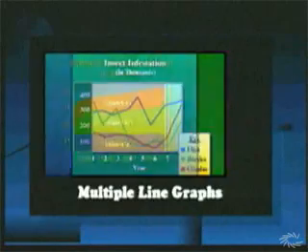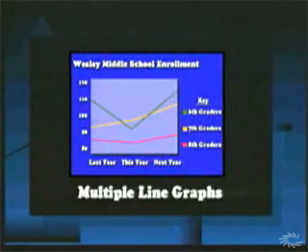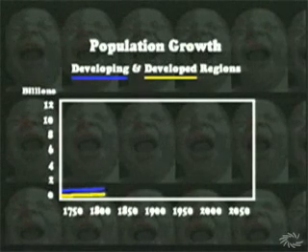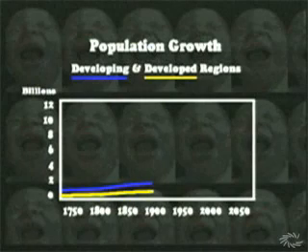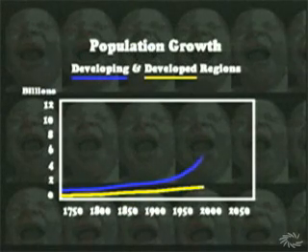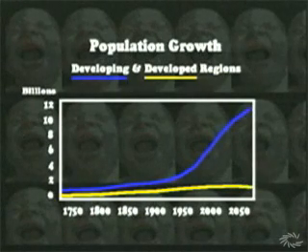Multiple line graphs, those with more than one line, are used to compare trends. This multiple line graph, for example, shows population growth trends in developing regions of the world as compared to population trends in already developed regions. As you can see, the data is projected all the way to 2050.